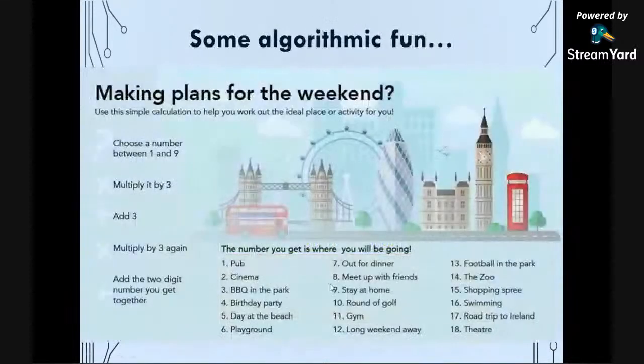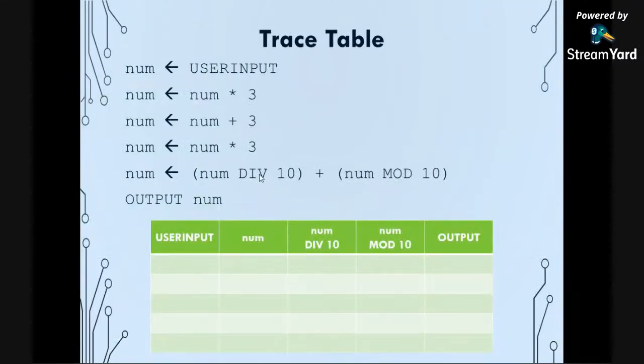So this last section here, add the 2-digit numbers you get together. Now, to do that on a computer or even in an algorithm, you need to get num div 10 to get the first digit, and then num mod 10 to get the second digit.